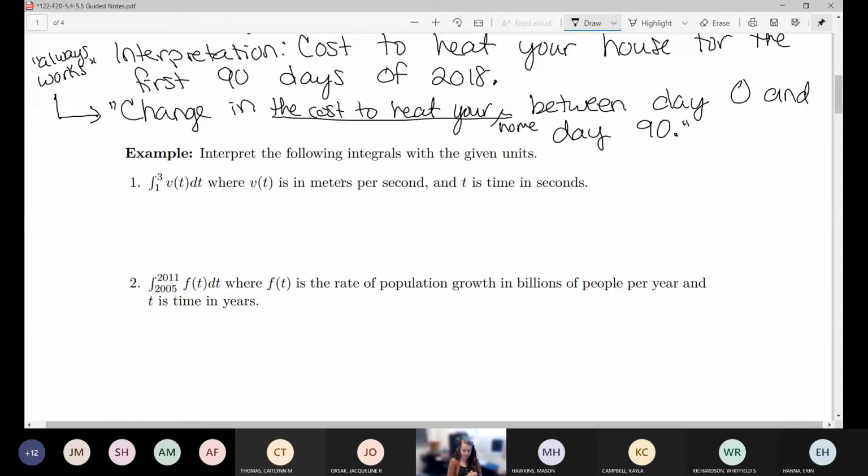So say I want to interpret this integral from 1 to 3 of v of t dt, where v of t is in meters per second and t is in seconds. This is essentially a velocity. So let me just list my units first. Since we have the units of v of t, which would be meters per second, times the units of t, which is just seconds, this integral is just going to be in meters.